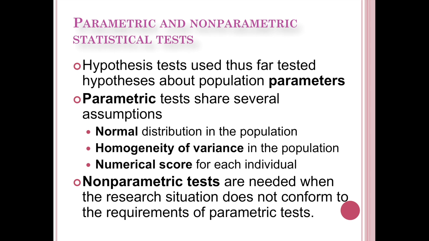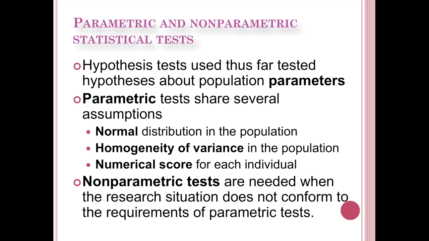Okay, so let's talk a bit about what non-parametric, which is what a chi-square is, versus parametric. The hypothesis tests we've been using so far are talking about population parameters, so we also call these parametric tests. Some of the assumptions they all share are that we're pulling our distribution from a normal distribution, that the different samples have met the homogeneity of variance assumption, and that there's a numerical score for each individual.